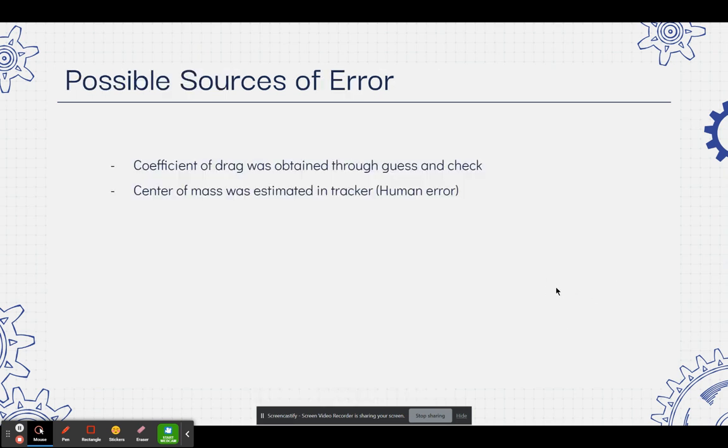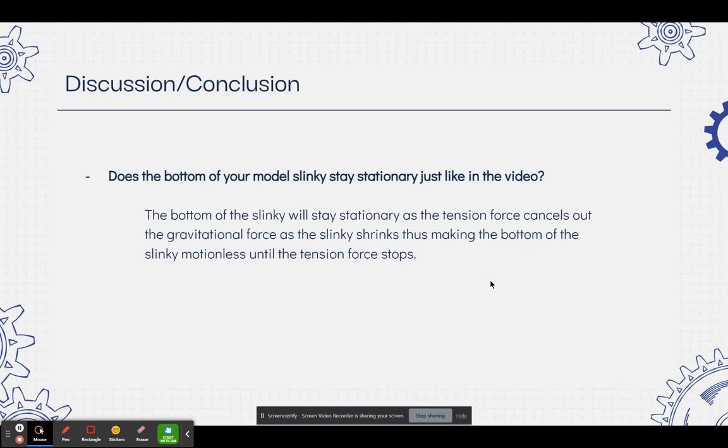Possible sources of error for those deviations are that the coefficient of drag was obtained by guess and check, so that could affect our results. And the center of mass of the slinky was estimated in tracker, so human error could possibly exist.